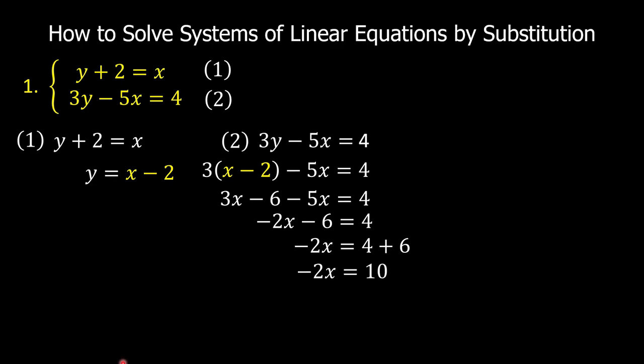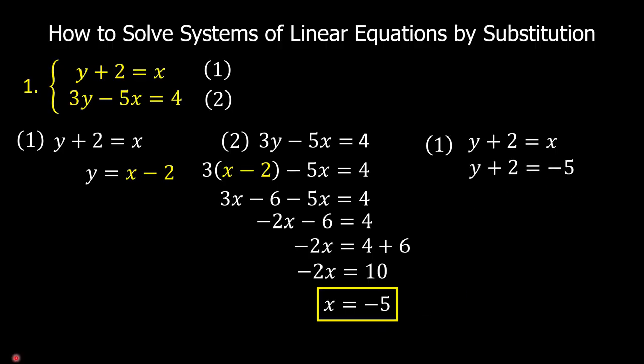This is now equal to negative 2x is equal to 10. To solve for x, we divide both sides by negative 2. So we get x is equal to negative 5. To solve for y, we substitute negative 5 for x in equation 1. Equation 1 is y plus 2 is equal to x. We substitute negative 5 for x.